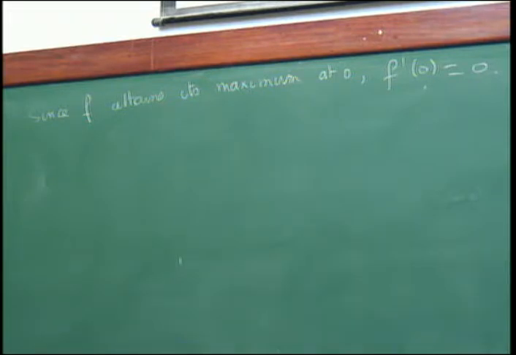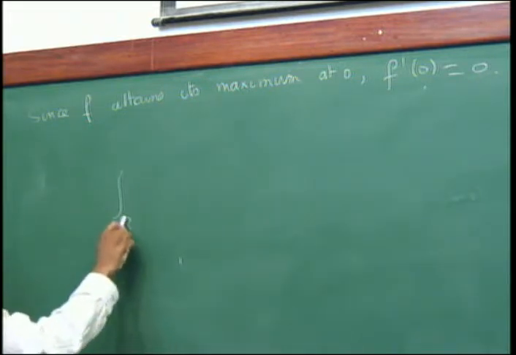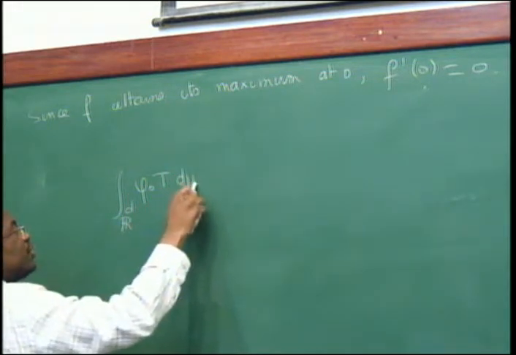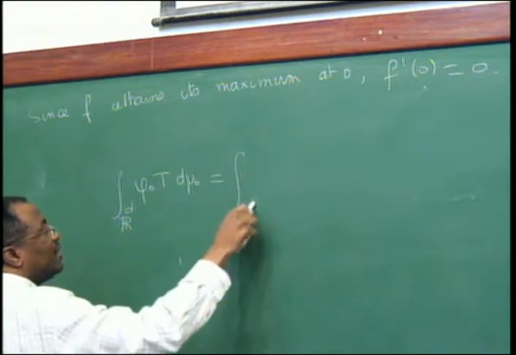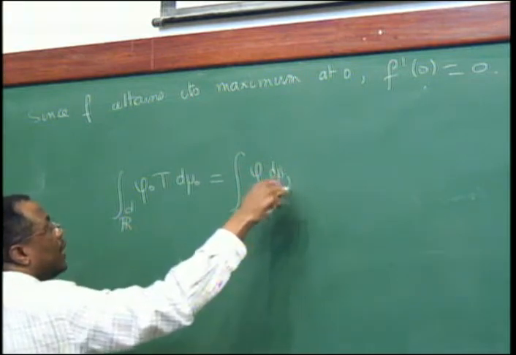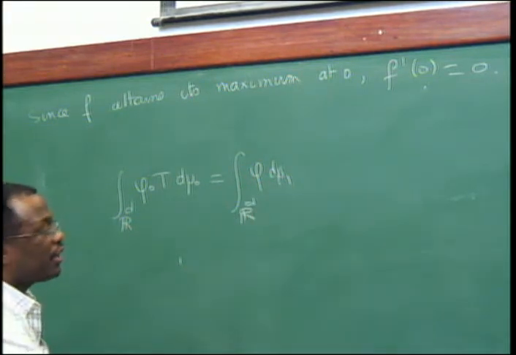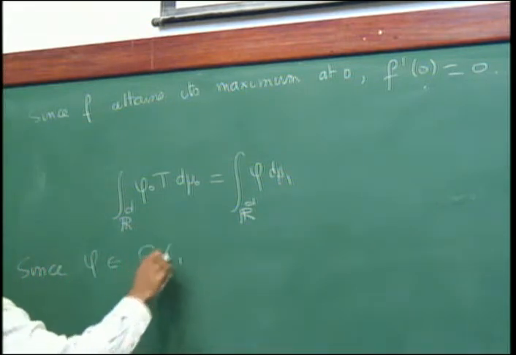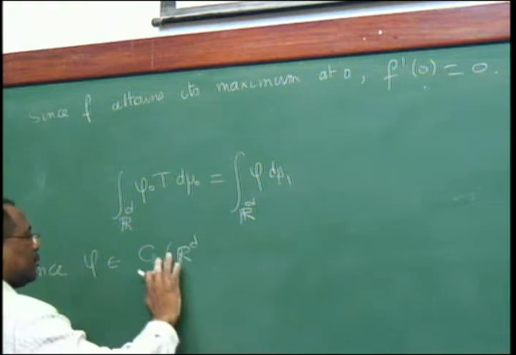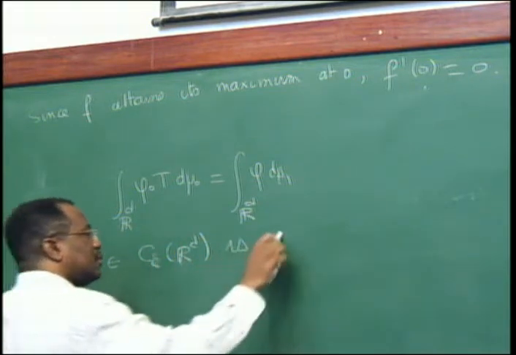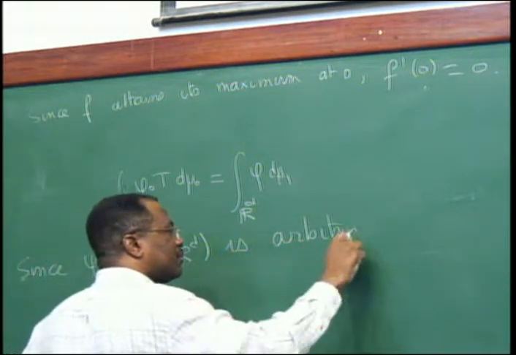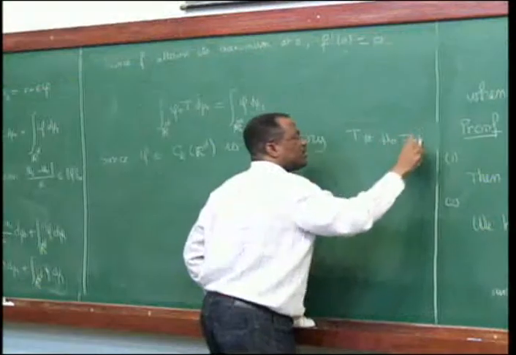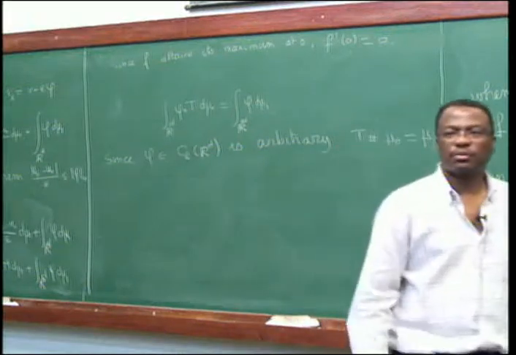But let me write what it means that the derivative is 0. It means the integral over Rd of phi composed with T d mu naught is the integral over Rd of phi d mu 1. Phi being arbitrary, we have proven that T pushes mu naught forward to mu 1.